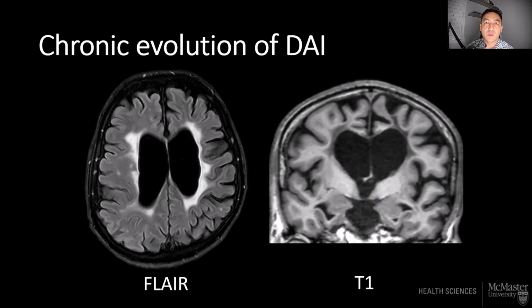Chronic evolution of DAI, we have volume loss and gliosis of the affected white matter, essentially encephalomalacia, and ex vacuo dilatation of the surrounding ventricles and sulci.